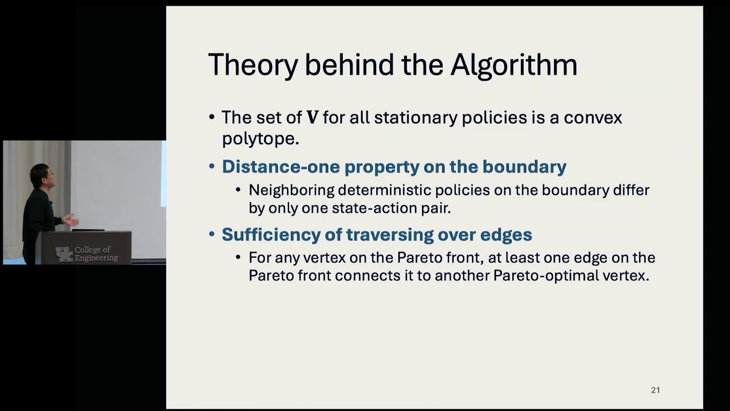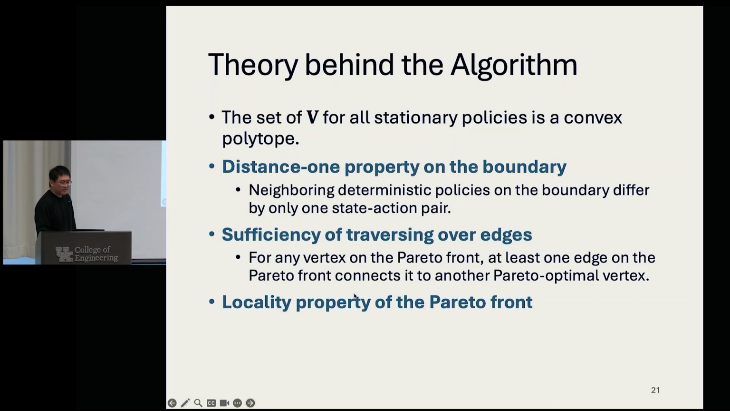We also need to prove the sufficiency of traversing over edges. Right? We prove that if we move from one point to another point by one edge, it is already sufficient to traverse every vertex. That means we have to prove certain properties, like here. So for any vertex on the Pareto front, at least one edge on the Pareto front connects it to another Pareto optimal point.